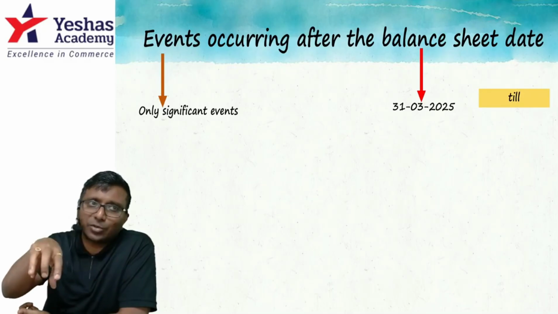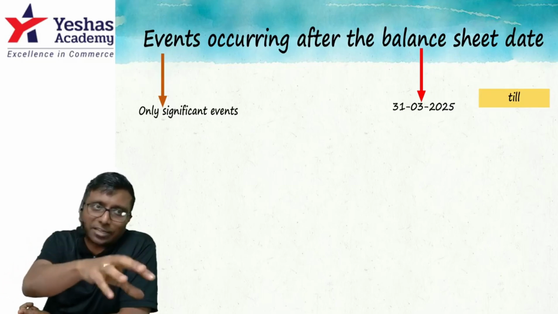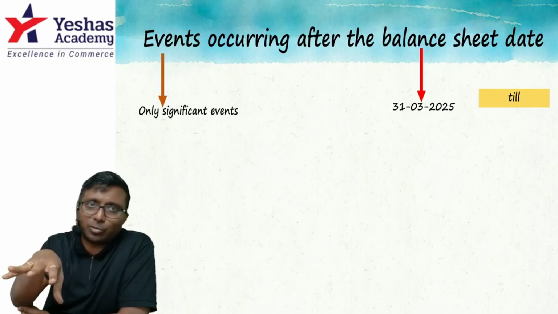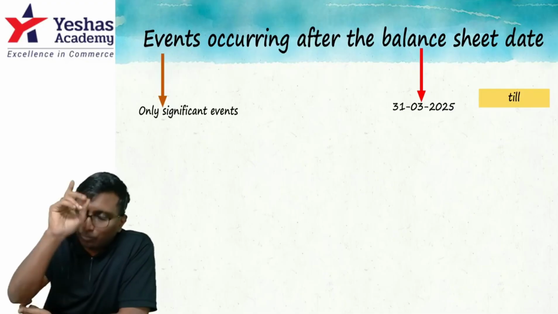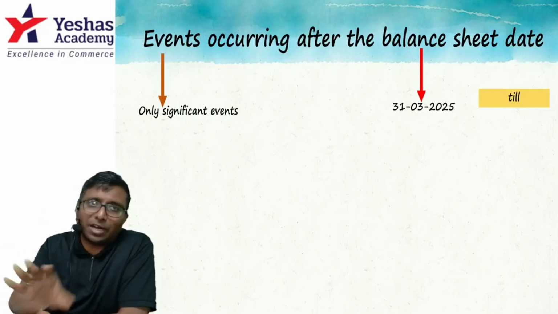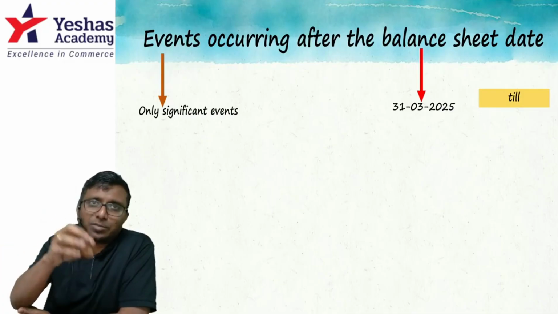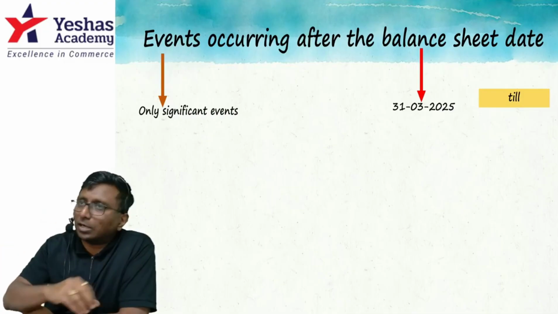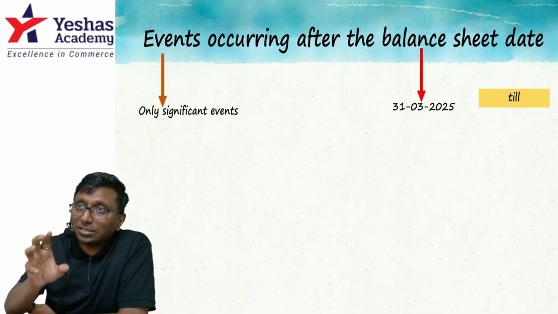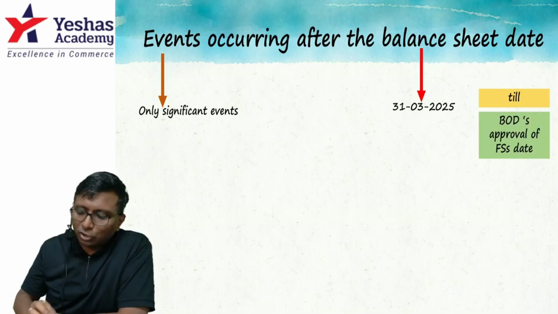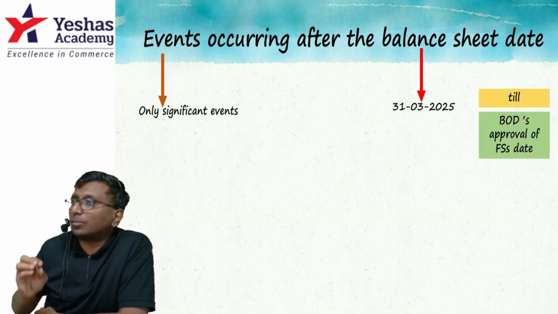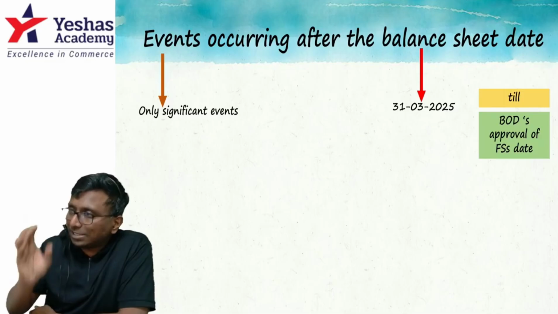Now, generally, what is the sequence? First the audit committee approves, then it comes to the board. Which date should I consider? Board means board, not audit committee. The audit committee is a subcommittee, a small part of the board. Board means board because they can tweak it there. So the board's approval of financial statements is important.